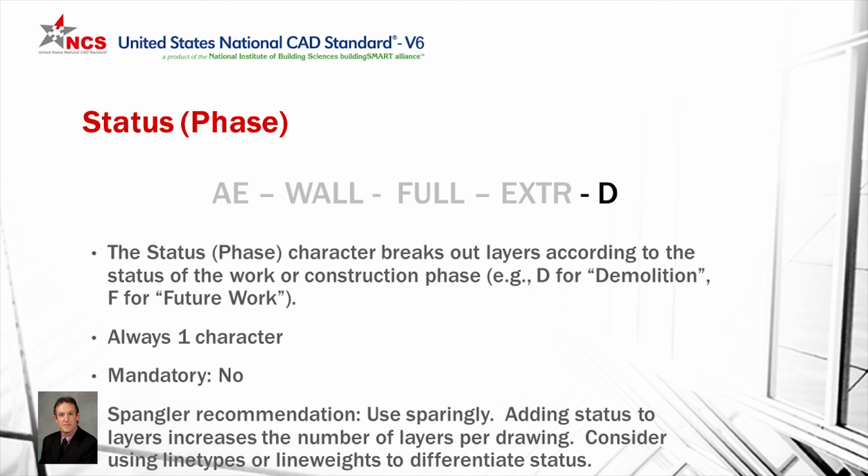So what I would recommend is maybe use a line type or a line weight to differentiate the status of these items in your drawings. So really, I would recommend using the status code sparingly.